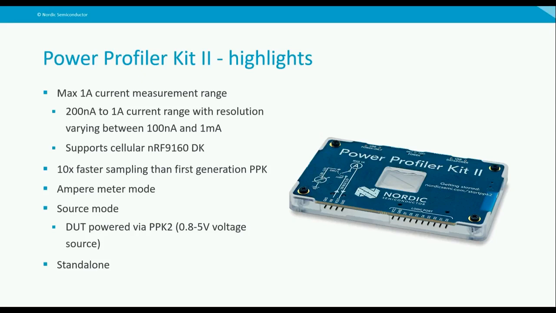The PPK2 also supports using the tool as an ampere meter and a source meter, meaning that your device under test can either be powered by the 0.8 to 5 volt regulated output from the PPK2 or your own power source, such as a benchtop supply or a battery. We also made it completely standalone. There's no debugger necessary, only a USB connection to a computer, and our software package easily downloaded through nRF Connect for Desktop.